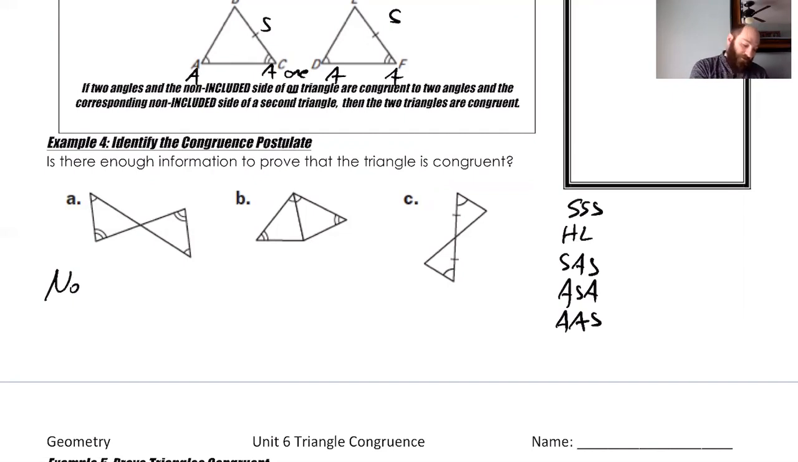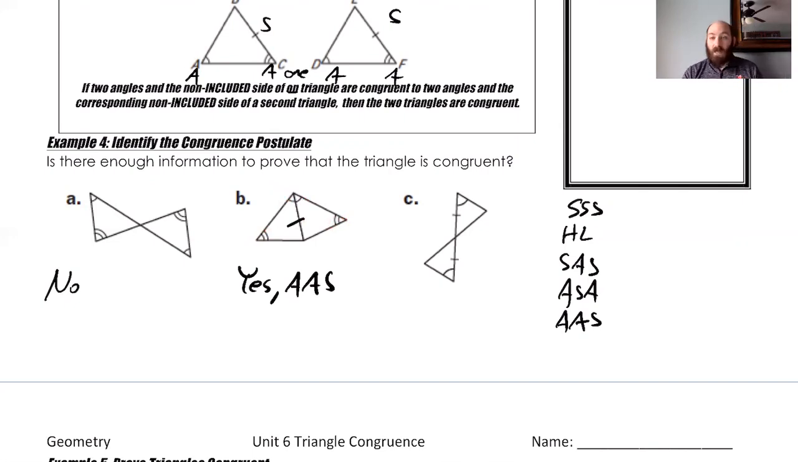Part B, I do have a pair of congruent sides because it's reflexive. Is that reflexive side in between the two angles? No. So instead I have yes, it's angle, angle, side.